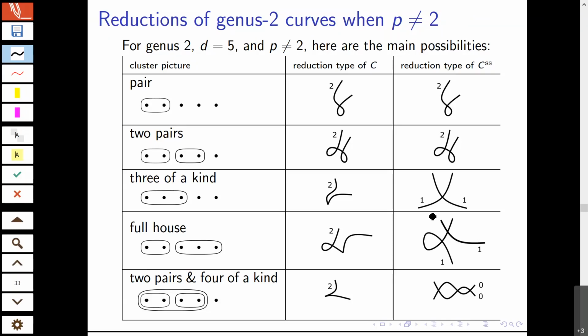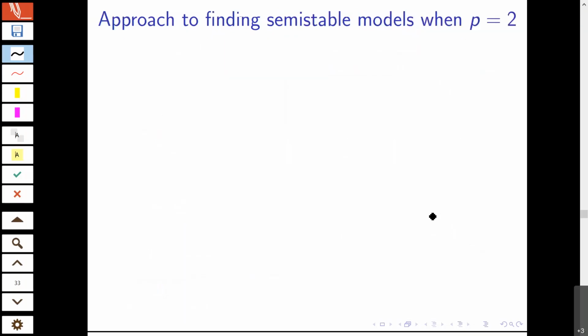All right, so the title of my talk in the abstract said p equals 2. So enough of residue characteristic not 2. Let's look at the harder case where p is 2. And let me talk about a general strategy for getting a semi-stable model when p equals 2.